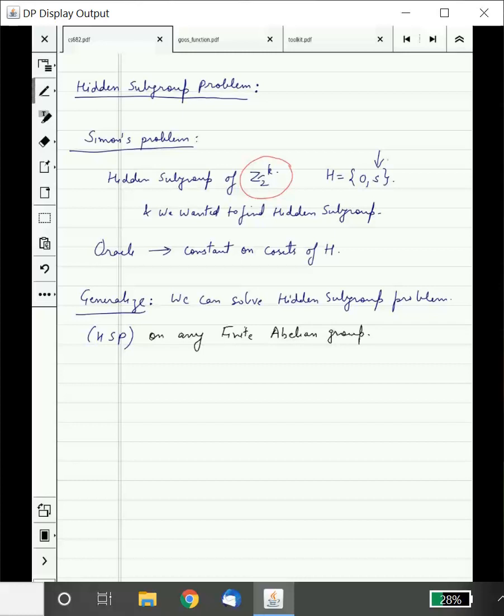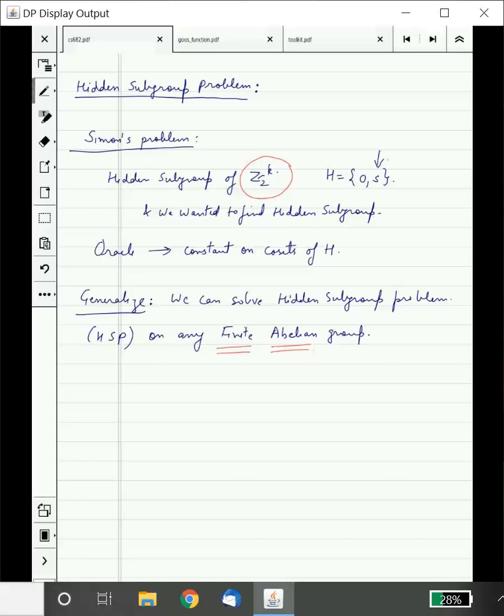I would like to emphasize these two conditions. This is what we know. When the group is finite and abelian, then we can solve HSP. For other groups, it's a very interesting problem, but for most of them, we don't know what the solution is.